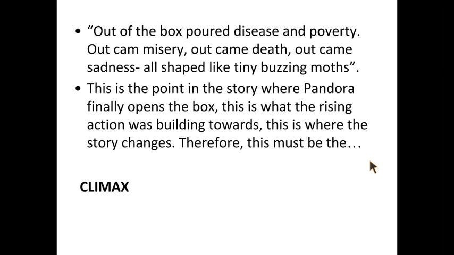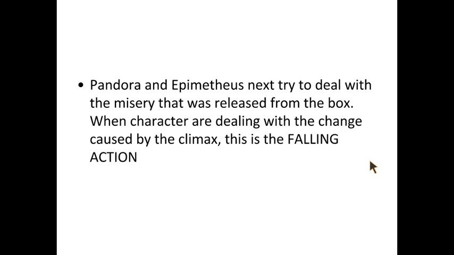Put your pens down for 1 second, turn your attention to the screen. So, Pandora and Epimetheus next try to deal with the misery that was released from the box. When characters are dealing with the change caused by the climax, this is the falling action. So we had that climax. Pandora opens the box. Evil escapes. Everything's now changing. They're trying to deal with that change. This is the falling action. Okay, pick your pen up again. We are at the line where it says all that remained in the box was hope. Put your pen there.